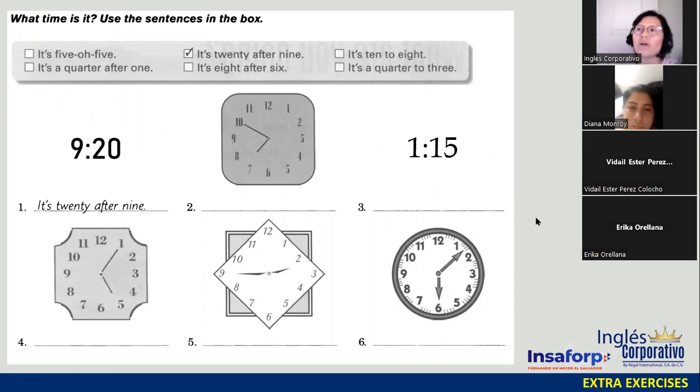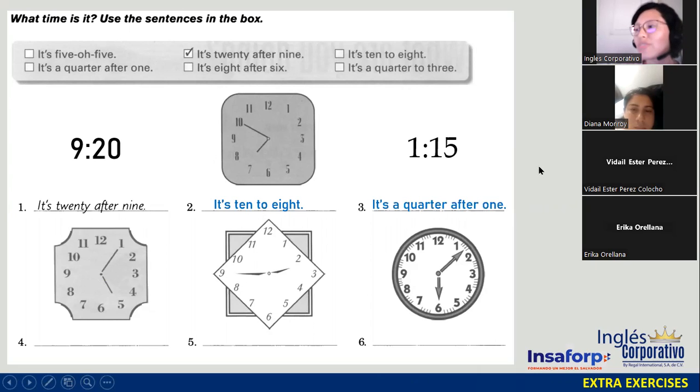So, chicos, what time is it? Use the sentences in the box, okay? Ya está la primera de la cajita. Y dice, it's 20 after 9, okay? What about number 2? What time is it, guys? It's 10 to 8. Muy bien. Number 3, what time is it? It's a quarter after 1. Muy bien.